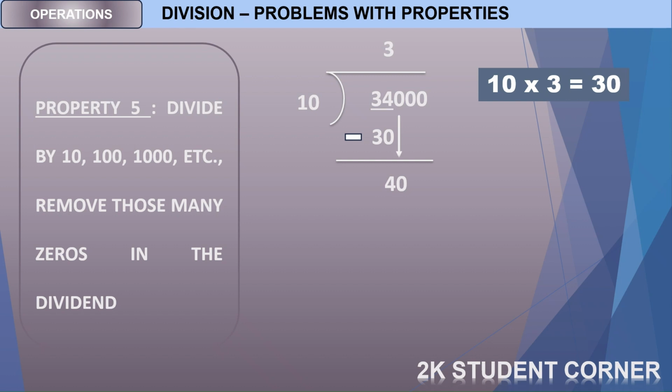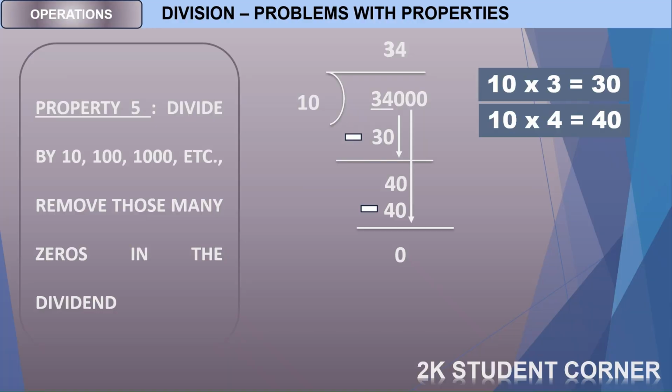Bring down the first 0. 40. 10 times 4 is equal to 40. 4 in the quotient, and 40 below 40. 40 minus 40 is equal to 0. Remainder is 0. 0 is less than 10. So bring down the second 0. Since 0 divided by any number is 0, place 0 in the quotient. Still 0 is less than 10. Again the same thing. Bring down the third and last 0. Place one more 0 in the quotient for this number. Answer. Quotient is 3400. Remainder is 0.